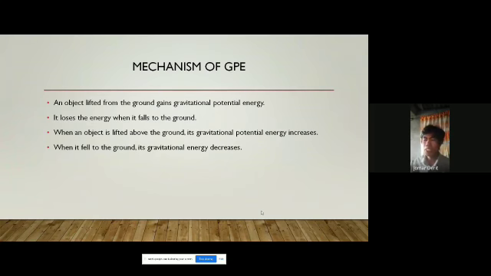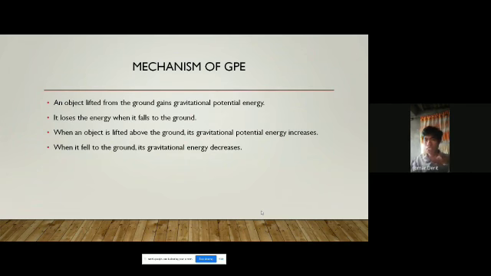Based on the definition of the GPE, when you lift something above the ground, it will gain gravitational potential energy. And when you let go of it, it will lose the gravitational potential energy. So here is the new idea in the second, third and fourth sentences: when you lift the object from the ground, as you increase the distance of this object from the ground, the potential energy will also increase.